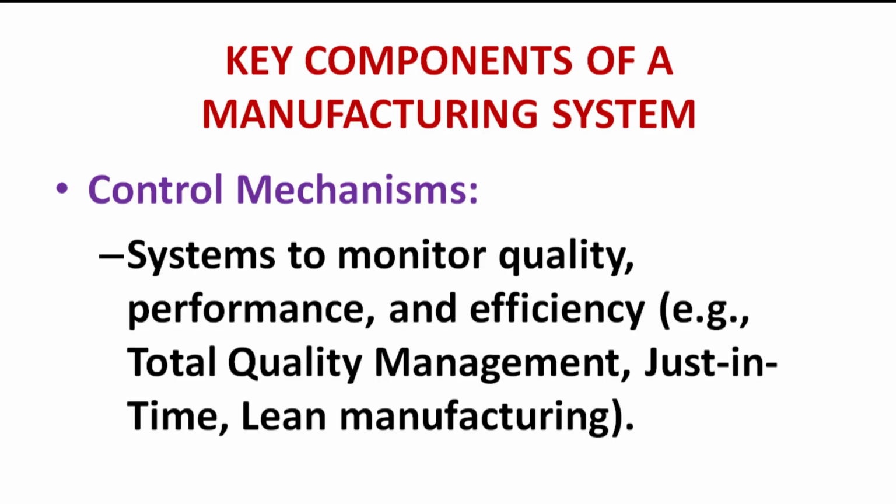Now let us come to the fourth component, that is the control mechanism. Control mechanisms are required to monitor the quality of the various processes, because it is not necessary that the product which you are making through world class machines is of the proper quality. There may be some errors, so we need some type of total quality management or just in time or lean manufacturing. In lean manufacturing, we try to reduce the wastage. Similarly, in just in time, we want that inventory should be available at the right time, at the right place. So this is called just in time.